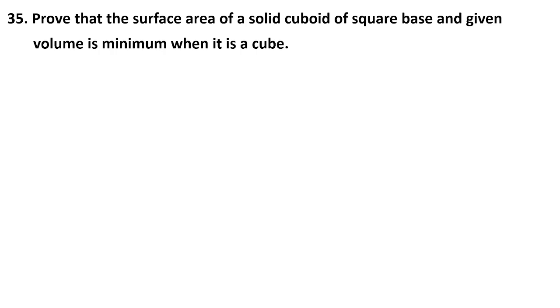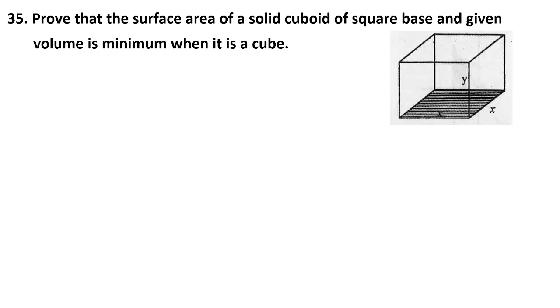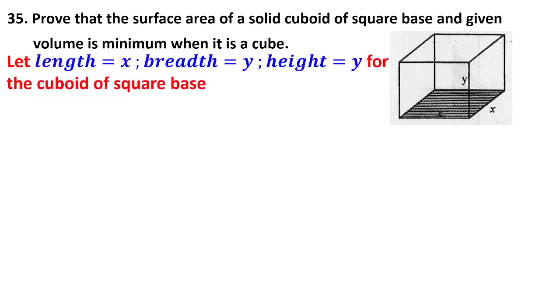Let us go to question number 35. Prove that the surface area of a solid cuboid with a square base and given volume is minimum when it is a cube. We are taking a cuboid with a square base. What will be the length? x. Breadth also will be x, and height will be y.